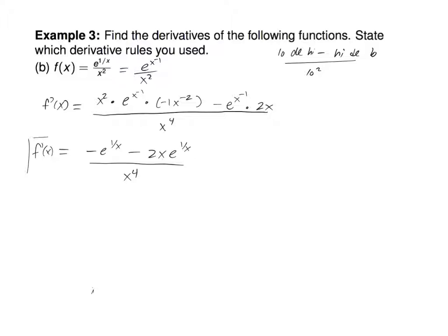Did you have to use the quotient rule? Could you have just ignored that rule existed and used the product rule? You could technically have written this as e to the x to the negative 1 times x to the negative 2 and applied the product rule. That will also work. It's not wrong. It's fine. I just like my rhyme.